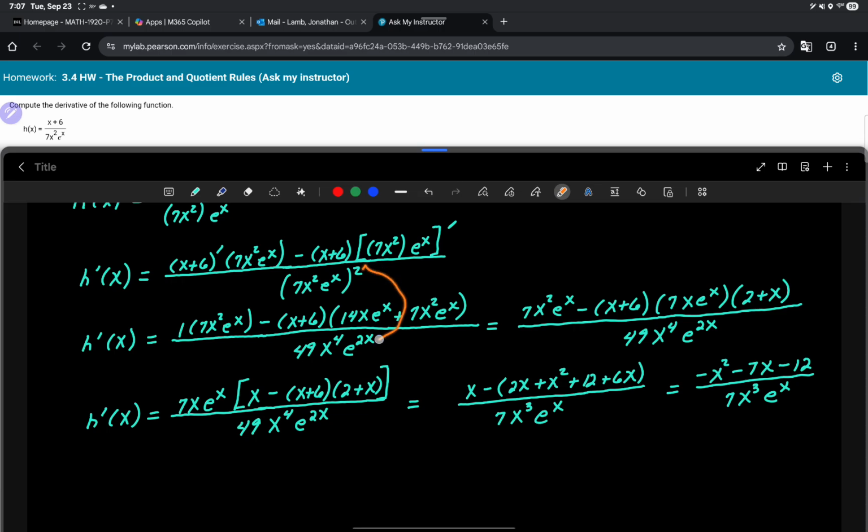Notice I went ahead and squared out my denominator. When you square out a product, every term of the product is just raised to that power. So 7 squared is 49. X squared raised to the second is x to the fourth. And e to the x raised to the second is e to the 2x power. So now I can say, okay, that would be adequate, but we can simplify that down some. That's what MyLab's wanting us to do.